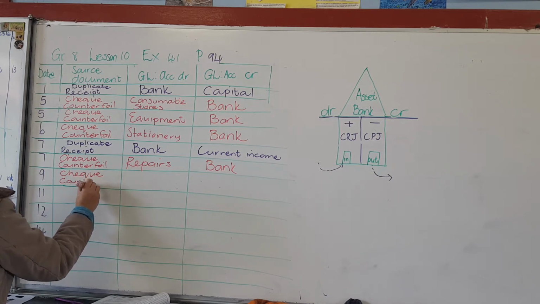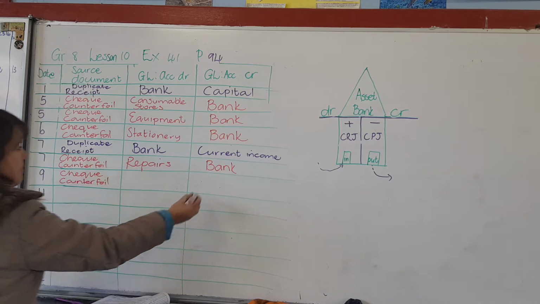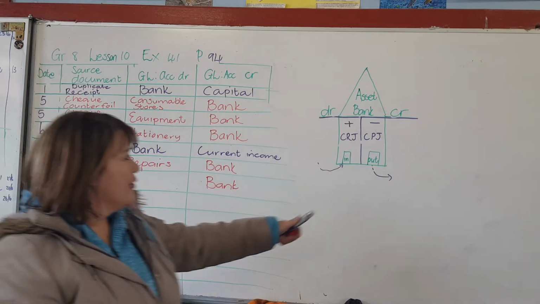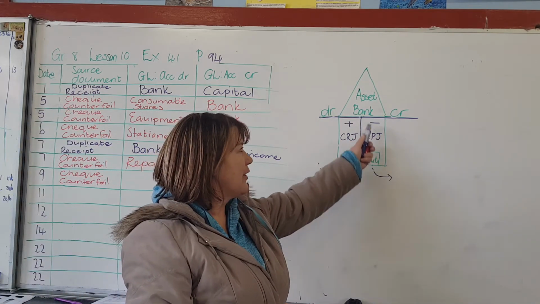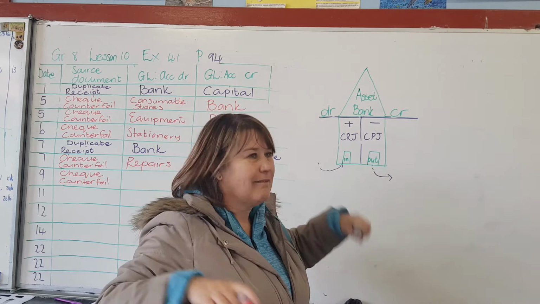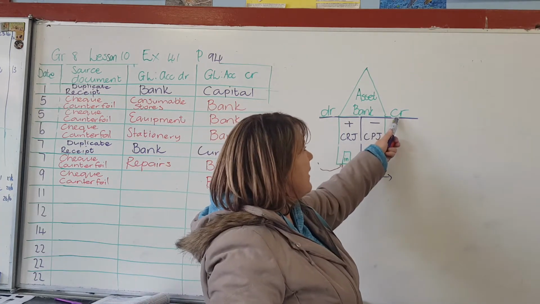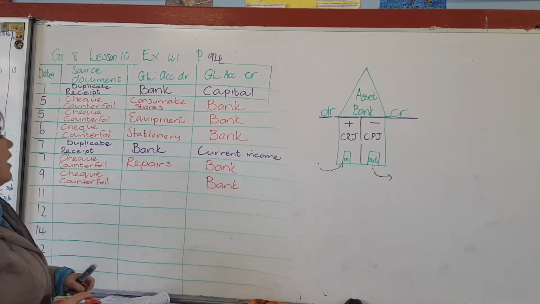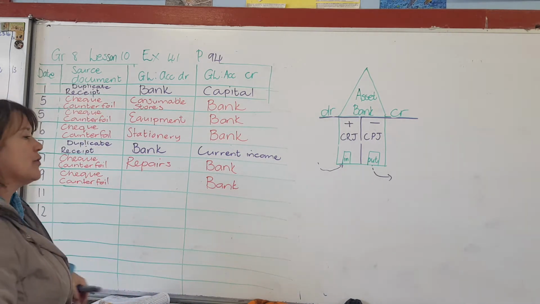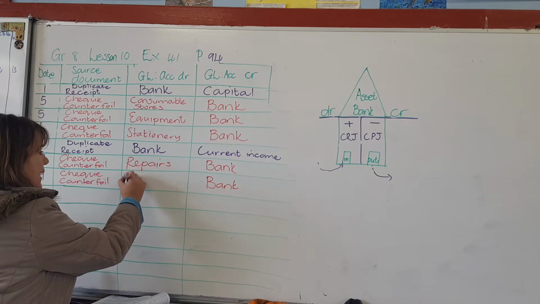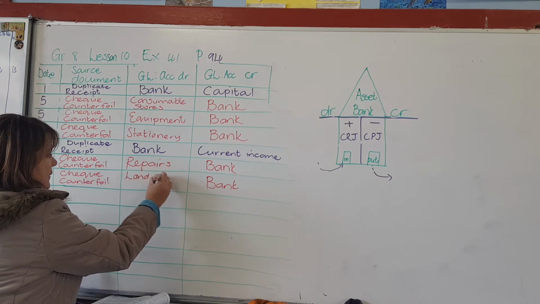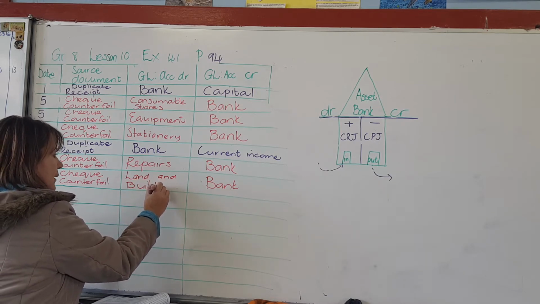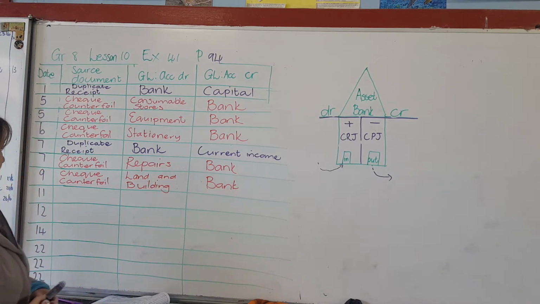Counterfoil is your source document. You made a payment, so cash went out of your bank account, flew out. So your bank account decreases, so your bank account is going to be credited. What did you buy or what did you purchase or pay? Land and building. The storeroom is a building. So it's part of your land and building.